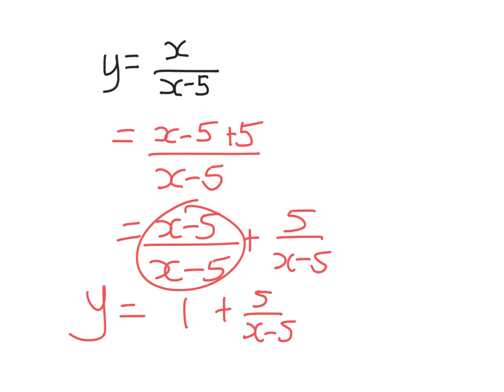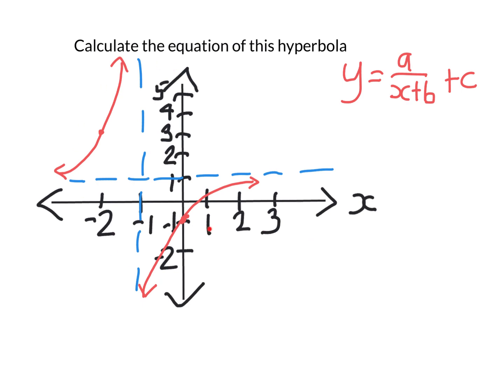All right, let's look at one final example where we find the equation of a hyperbola. So I'm going to find the equation of this hyperbola here. I know it's going to take the form y equals a over x plus b plus c. So all I need to do is find a, b, and c. So it turns out we can find b and c really easily from the asymptotes. So the x asymptote, the value that x can't take here, is minus 1. So b is actually going to be positive 1. It's always the negative of the value of the asymptote that goes down here.